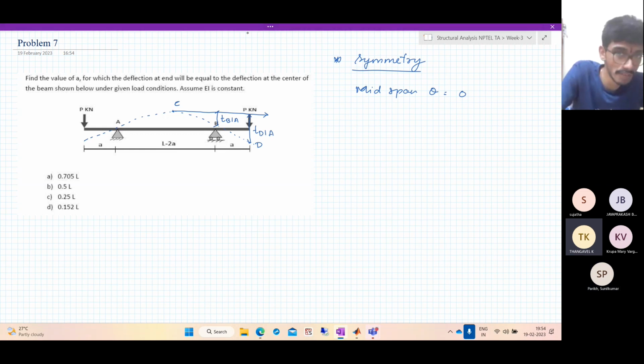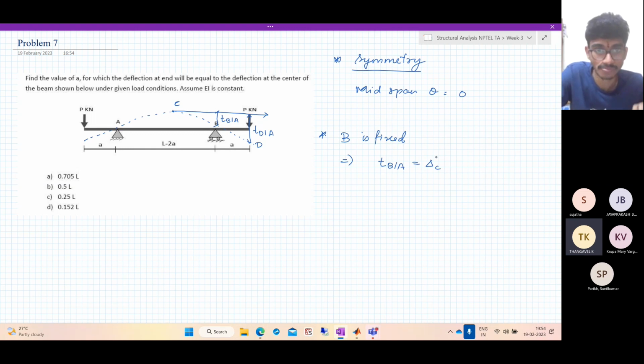Now, we know that the point B is fixed, which means TB with respect to A. So what is TB with respect to A? Basically, it is delta C. This is an assumed pattern. This is the correct pattern. So I'm assuming delta C upwards is positive, and TB with respect to A will have the usual sign.